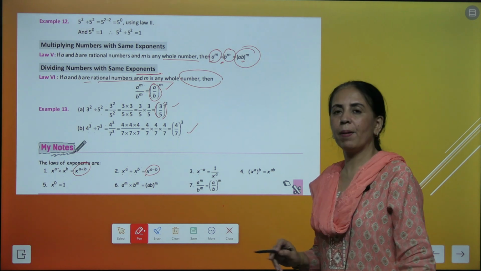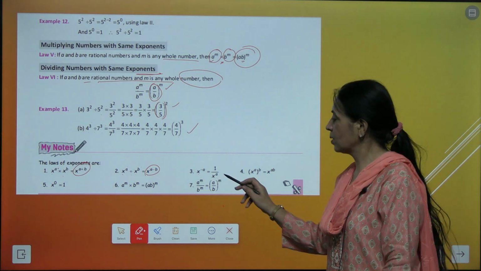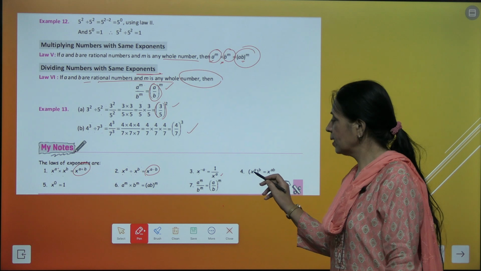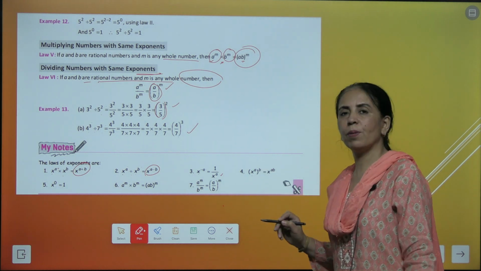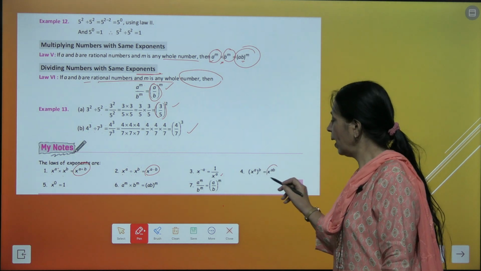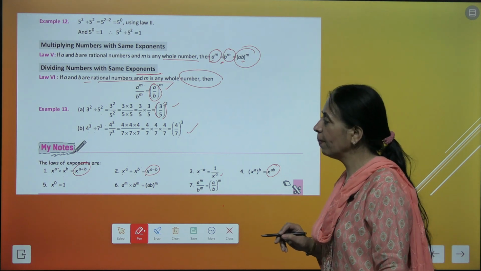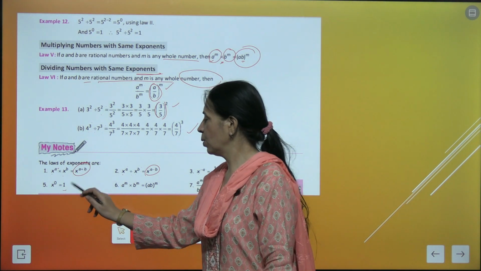Similarly, x raised to the power minus a is equal to 1 upon x raised to the power a. And x raised to the power a, raised to the power b, will be equal to x raised to the power a multiply b. Any number raised to the power 0 is 1.